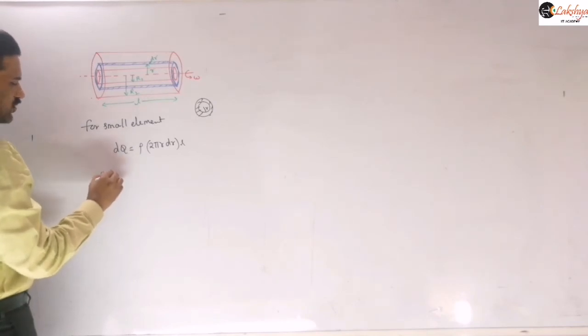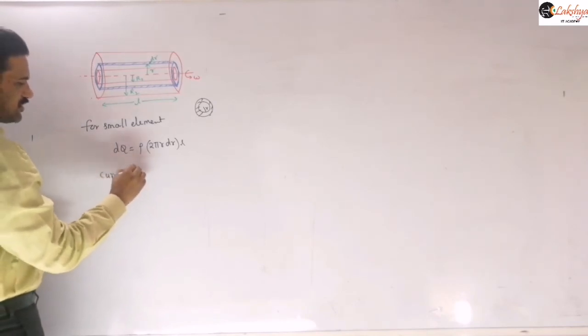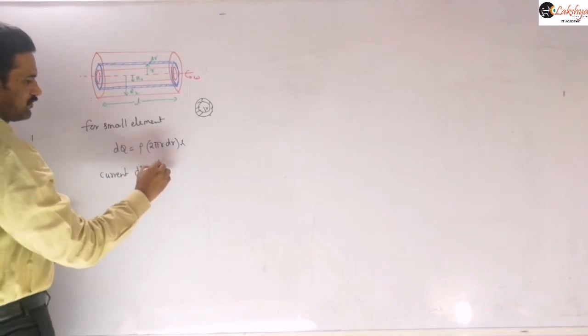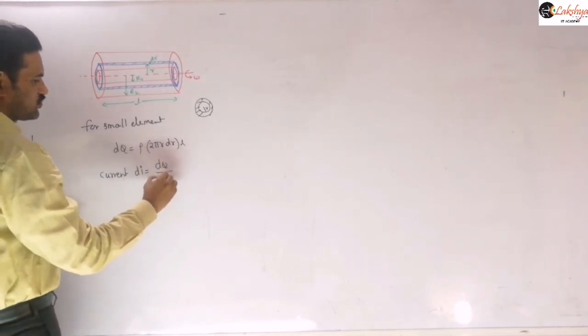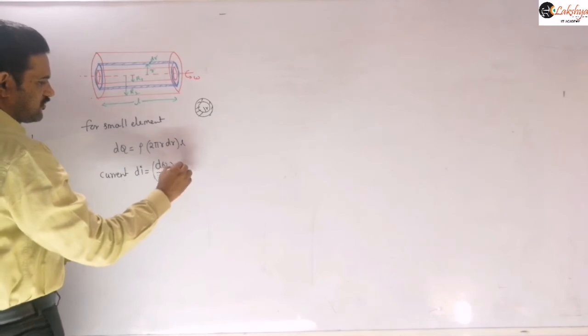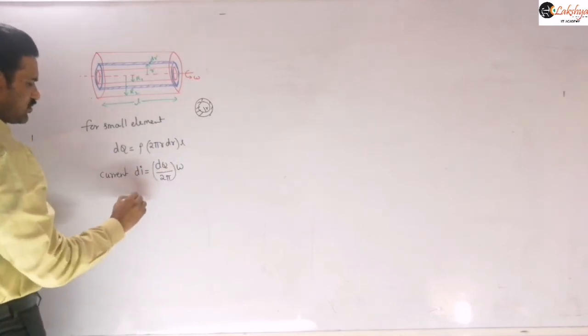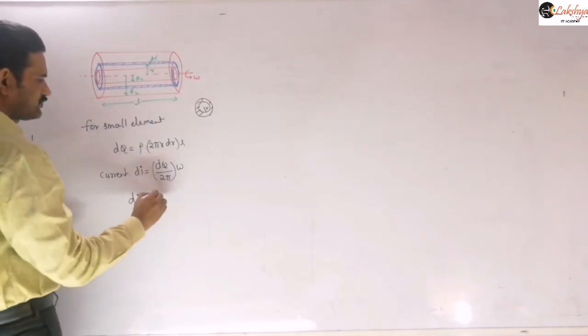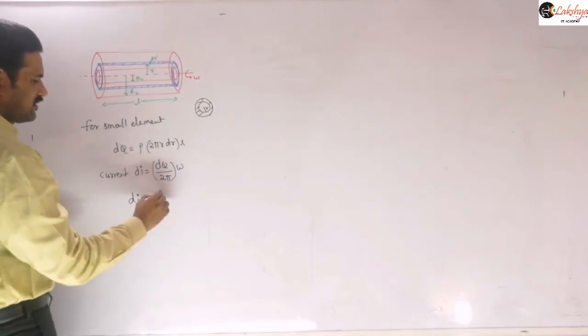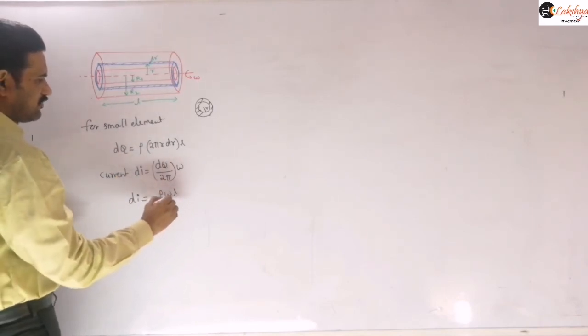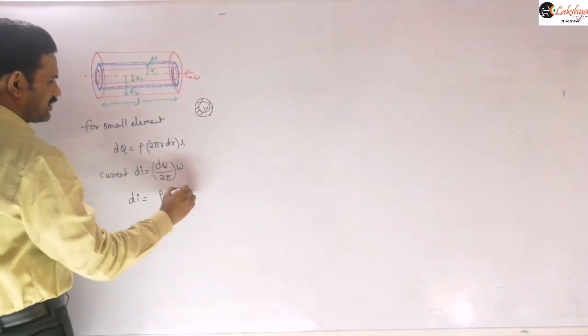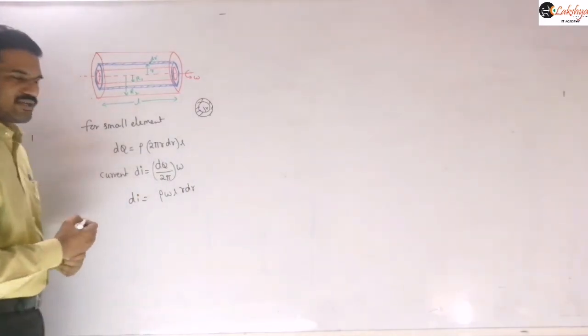Therefore the current due to that element, di, is equal to dq by 2 pi into omega. This is our general way of writing the current. Then the 2 pi will cancel, and we get rho omega L r dr. So this will be our current element.